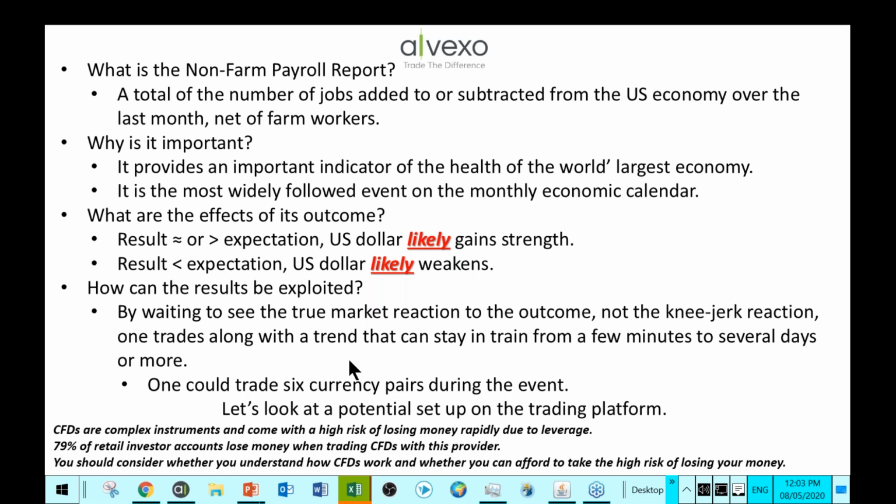How can we exploit this? Well, by waiting to see the true market reaction to the outcome, not the knee-jerk reaction. One trades along with a trend that can stay in train for a few minutes to several days or more. One could trade 6 currency pairs during the event. Let's look at a potential setup of the platform.